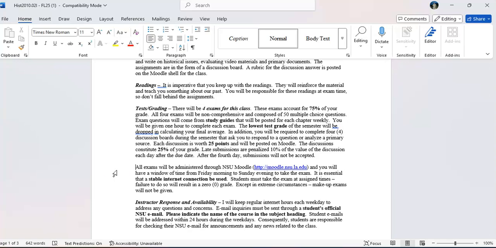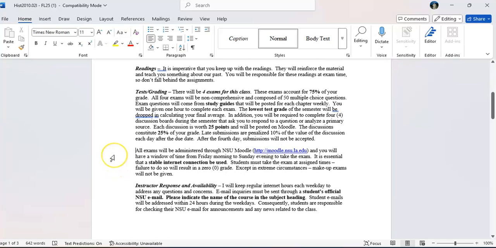All right, all exams go through Moodle. I mentioned before, not proctored, but you need a good internet connection. You can't complete them after the time, because it is open from Friday to Sunday.